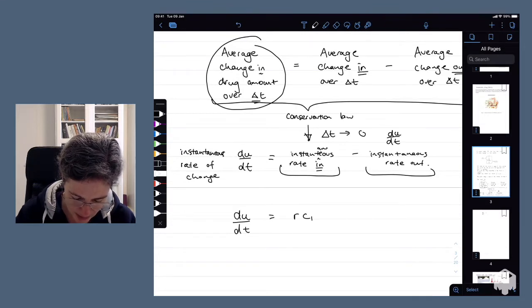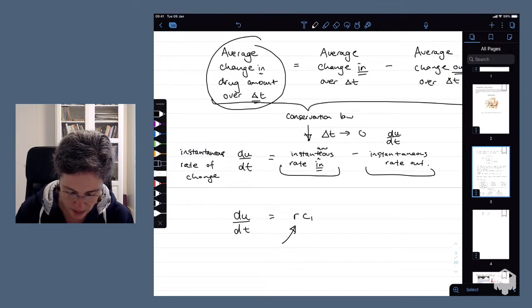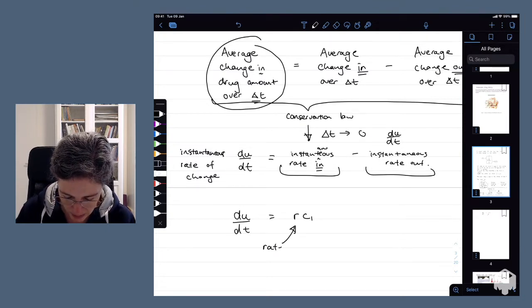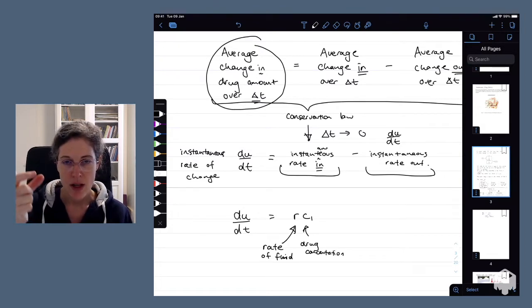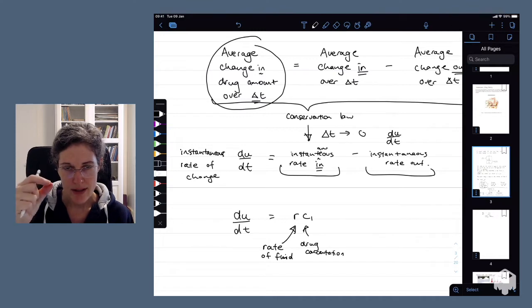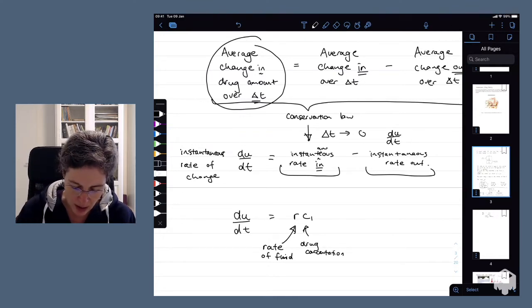So let's just write that down. So that's R times C1. So let's just think about this. So this is rate of fluid, and that's our drug concentration. So together that tells us how much of the drug is entering per unit of time, per minute in this case. All right, so that was pretty straightforward.